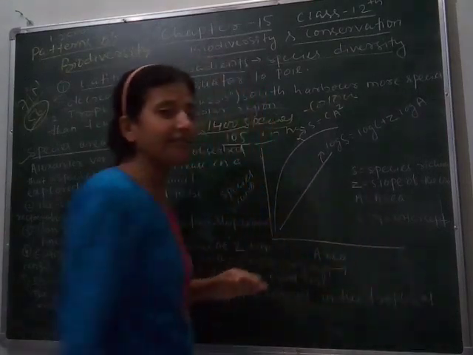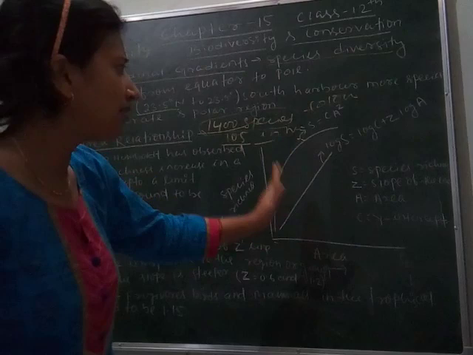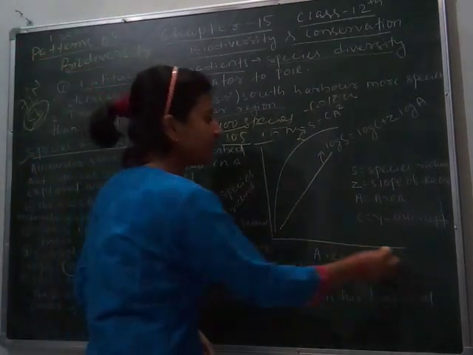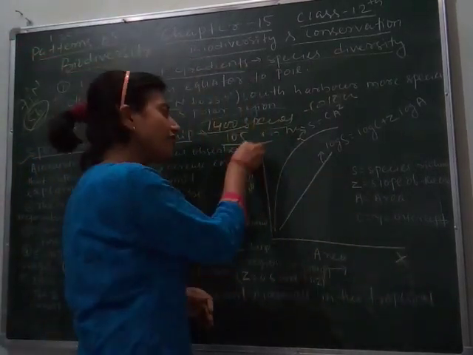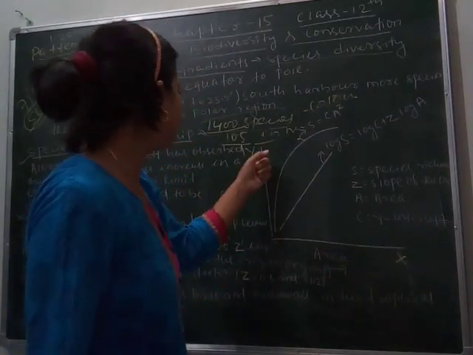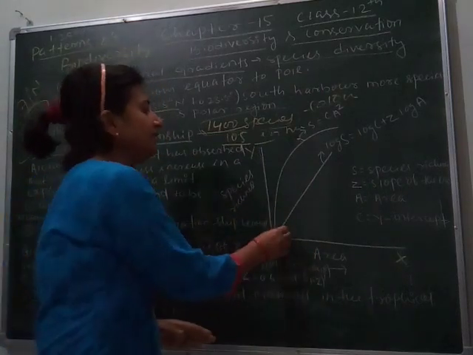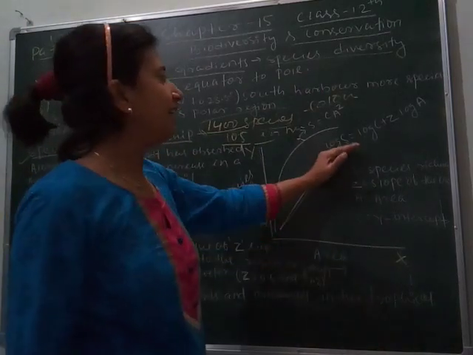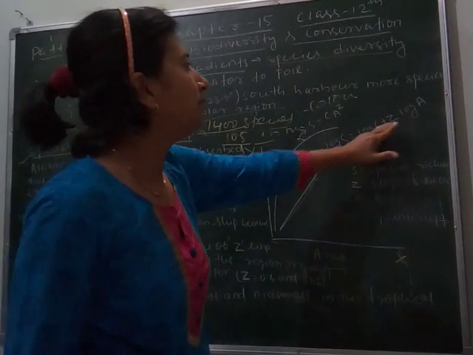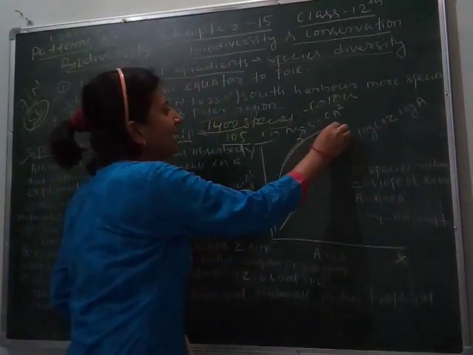This is a graph, you don't need to go so deep, just understand what the graph represents. Suppose this line is the x-axis and this line is the y-axis. The x-axis represents area and the y-axis represents species richness. So here the straight line states that log S is equal to log C plus Z log A, and here a hyperbola is formed.